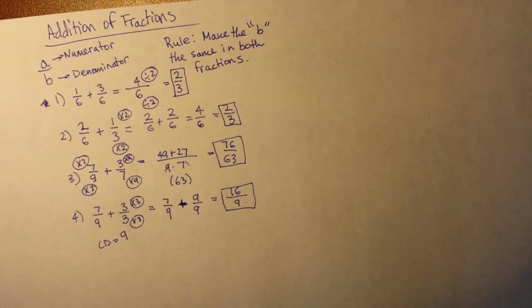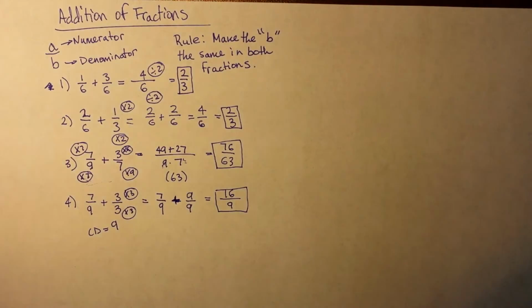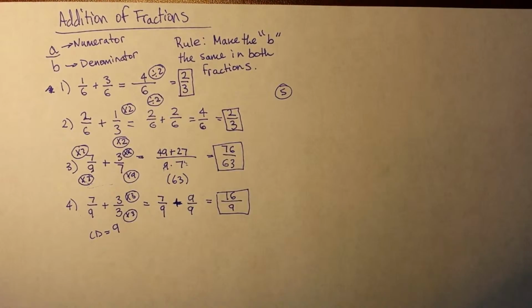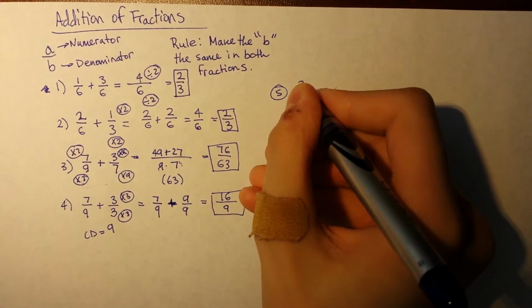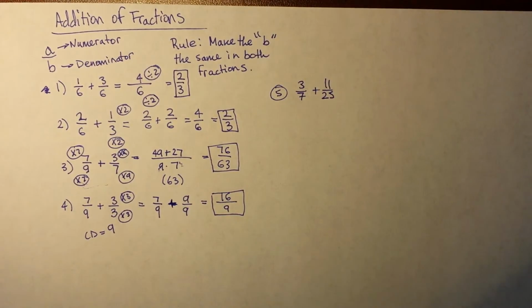Let us do one more. Here, you tell me. Anyway, I'm trying to think of a random one. Let's do 3 over 7 plus 11 over 25.